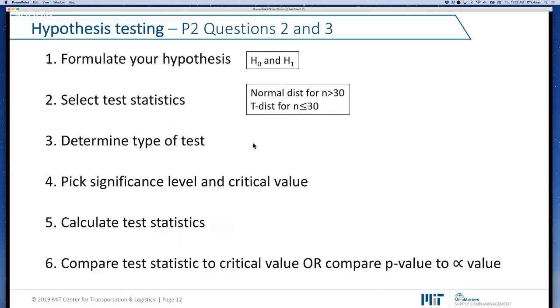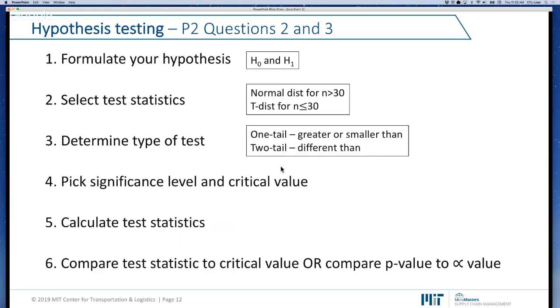Then you have to determine the type of test. Is it a one-tailed test or a two-tailed test? We will use a one-tailed test when the alternative hypothesis is that something changed in one direction, like something is greater than before or something is smaller than before. So we're looking in one direction. We will use a two-tailed test when we're just checking if something changed. It doesn't matter the direction, whether it's greater or smaller, we just want to see if it's different or not.